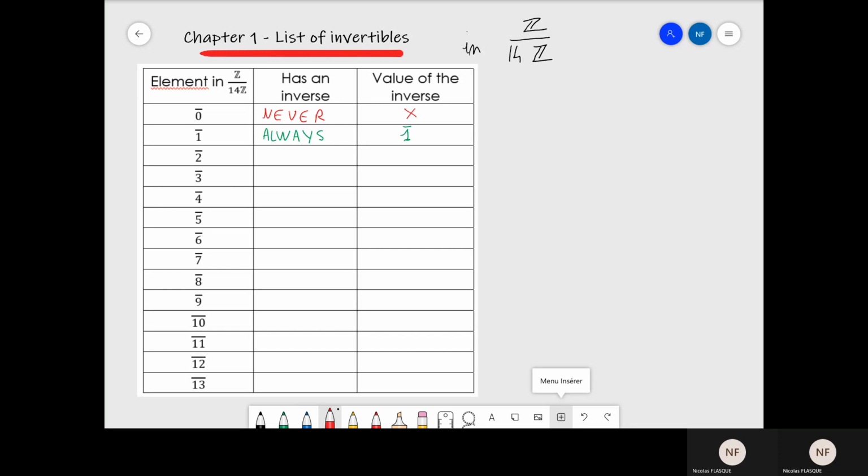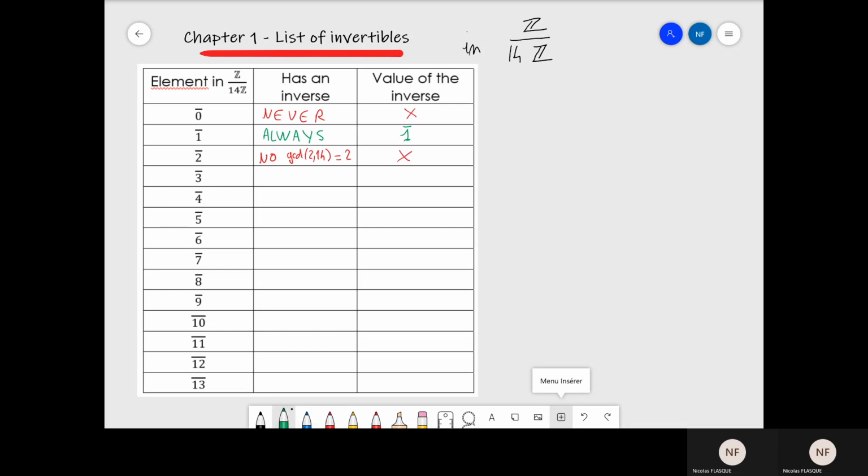Now for the other elements, we have to check if the GCD of the value we are looking for and n, 14 in this example, is equal to 1 or not. So the GCD of 2 and 14 is equal to 2. It's not equal to 1. So 2 bar has no inverse in Z over 14Z because the GCD of 2 and 14 is equal to 2.